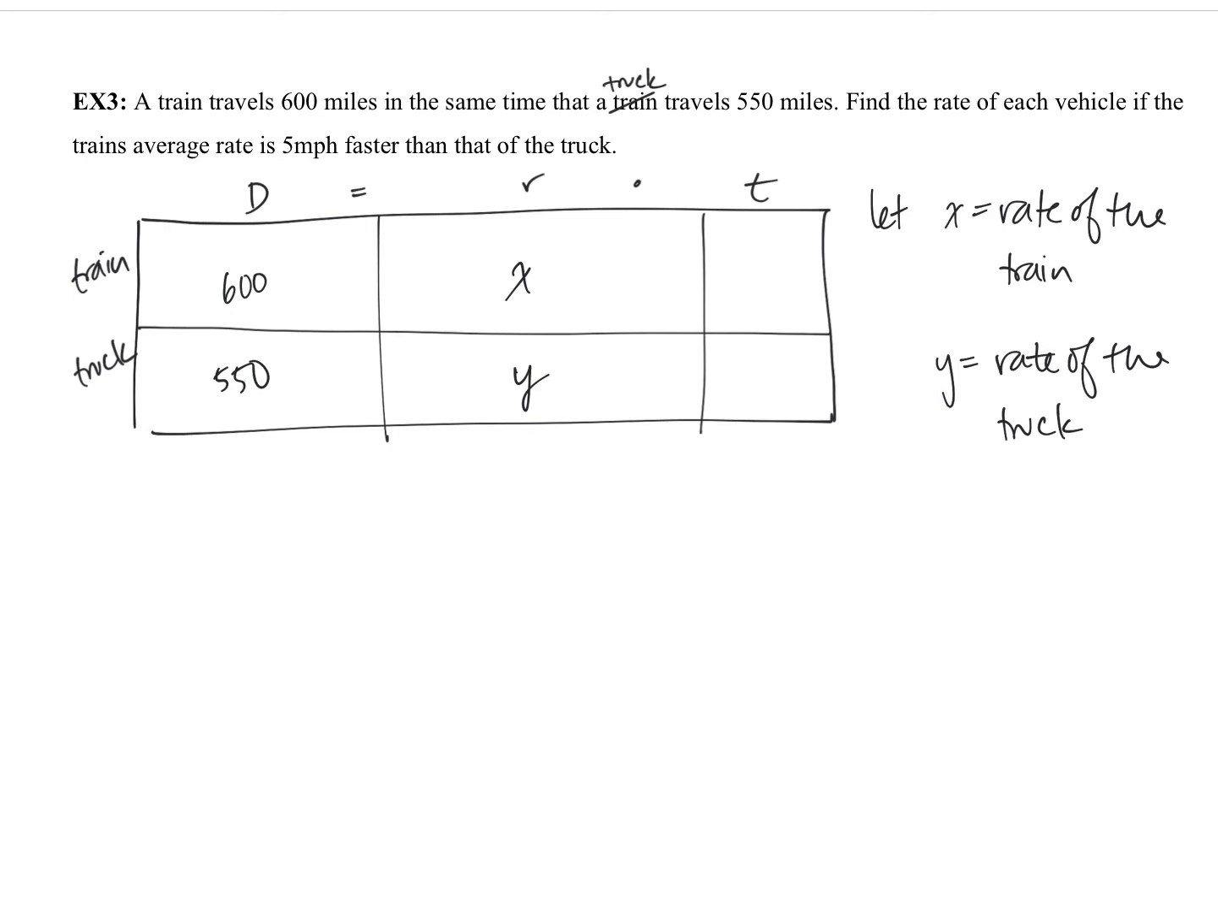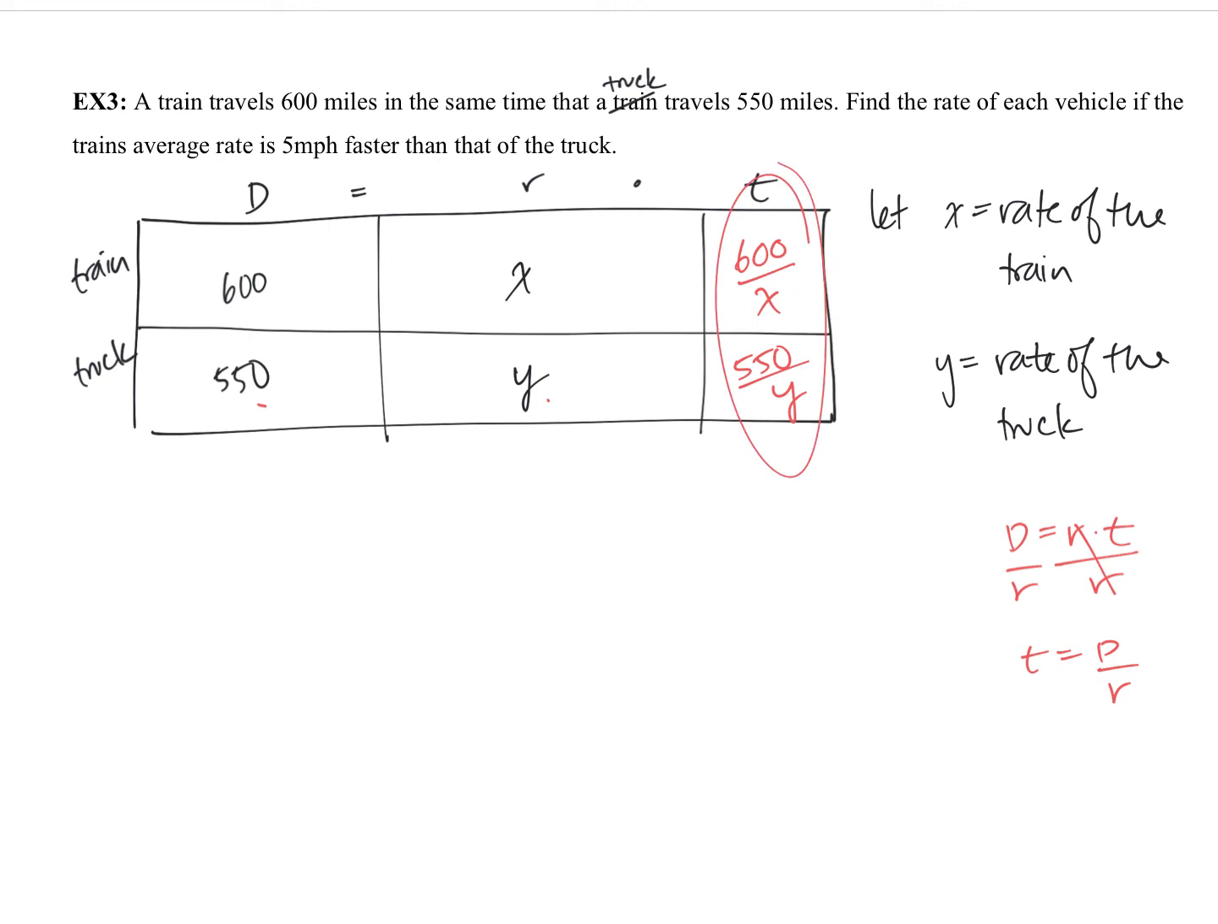So the time, if I use the equation for distance equals rate times time, time is equal to, well, let's divide both sides by r. Time is equal to distance divided by rate. Well, so that'll be 600 divided by the rate, which is x. And for the next one, it'll be 550 divided by y. So these are our two times.